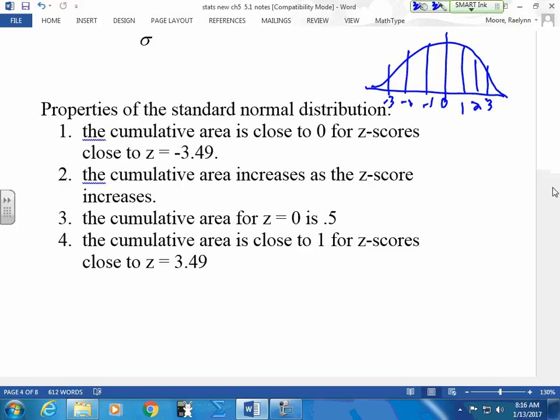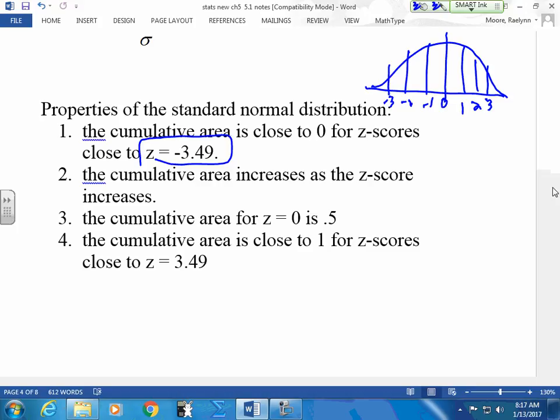-3.49. The table only goes up to -3.49. Does our graph just stop at -3.49? No, it'll keep on going. But look how small those values are. See how small those values are? They'll get really small. They'll get smaller and smaller.